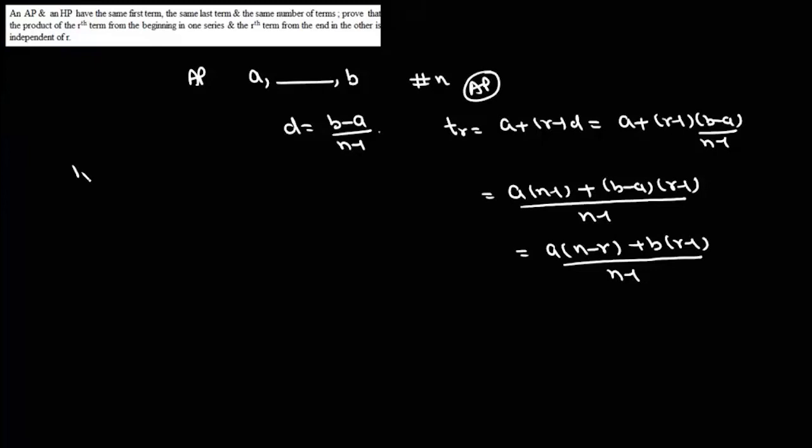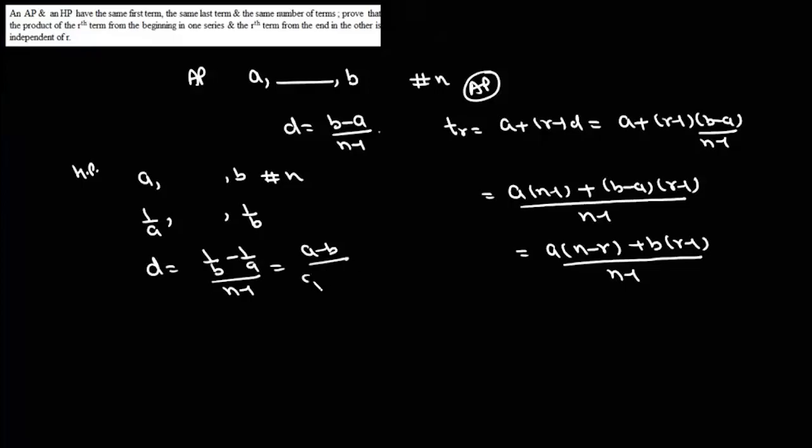Now if we look at the HP, it says it has the same first and last term. So this is a and b again, and again the number of terms is n. Now we solve an HP by making it an AP. So this is 1 by a and this is 1 by b. Number of terms is still n. Now its common difference will be (1 upon b minus 1 upon a) upon (n minus 1), which is (a minus b) upon ab(n minus 1).